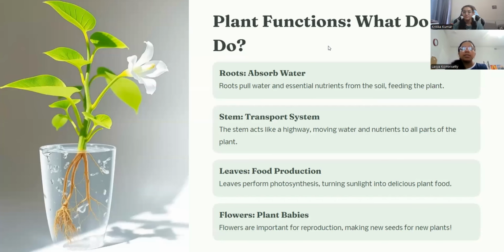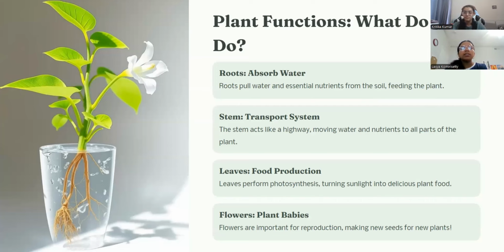Now, let's talk about the different functions of each of the parts of the plants we talked about before. What do they really do for the plant and how do they help the plant? So the roots absorb water from the ground. The roots pull water and essential nutrients from the soil, feeding the plant.